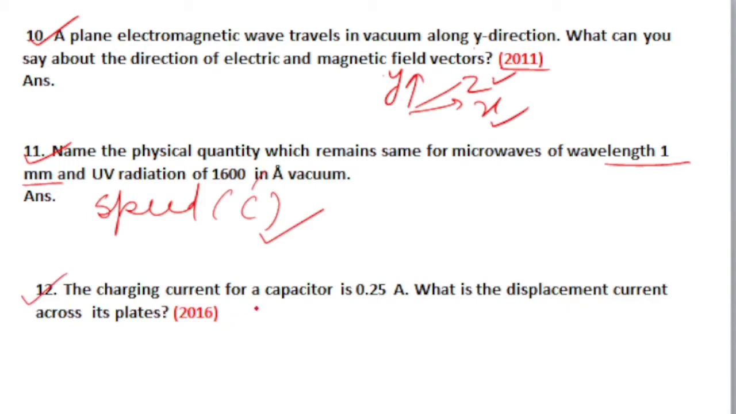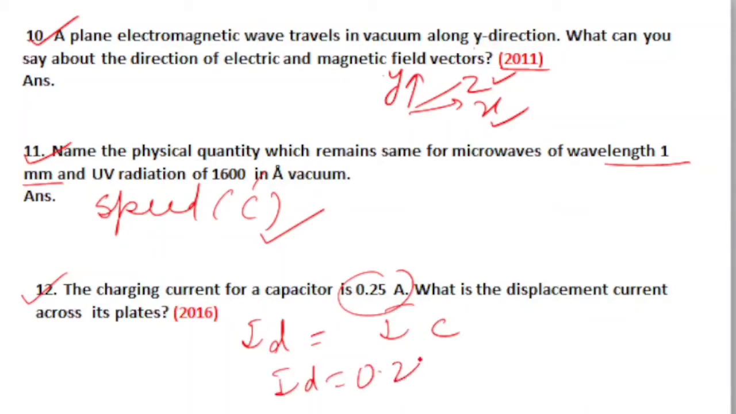The charging current for a capacitor is 0.25 ampere. What is displacement current across its plate? You know, displacement current I_D is always equal to conduction current. Here, conduction current is the charging current, 0.25 ampere. So, displacement current I_D is also equal to 0.25 ampere. This is the answer of question number 12. Hope it's clear to all of you.